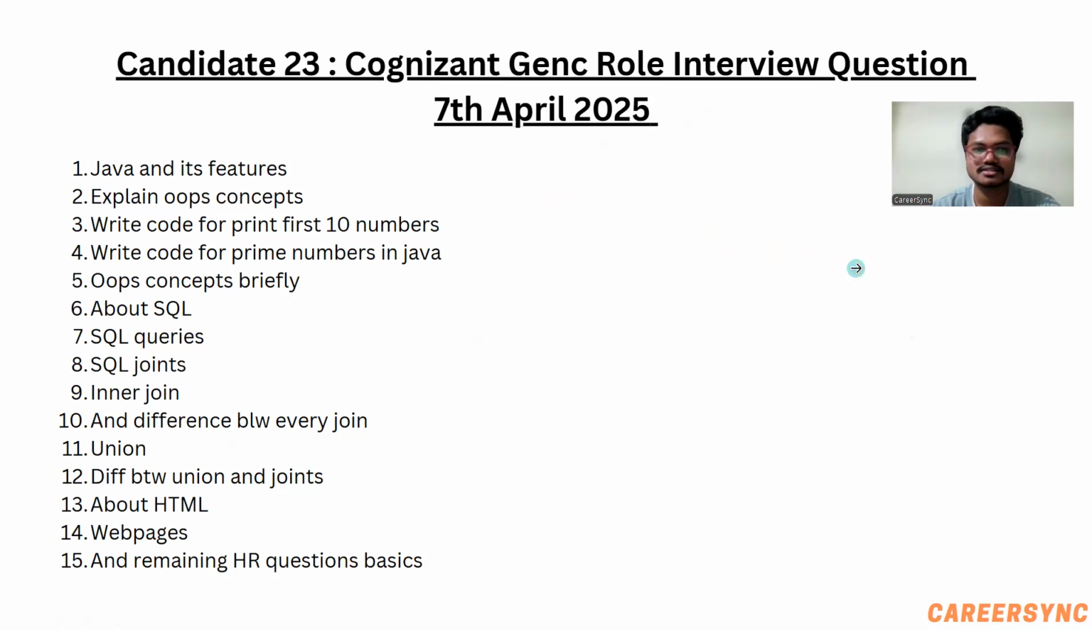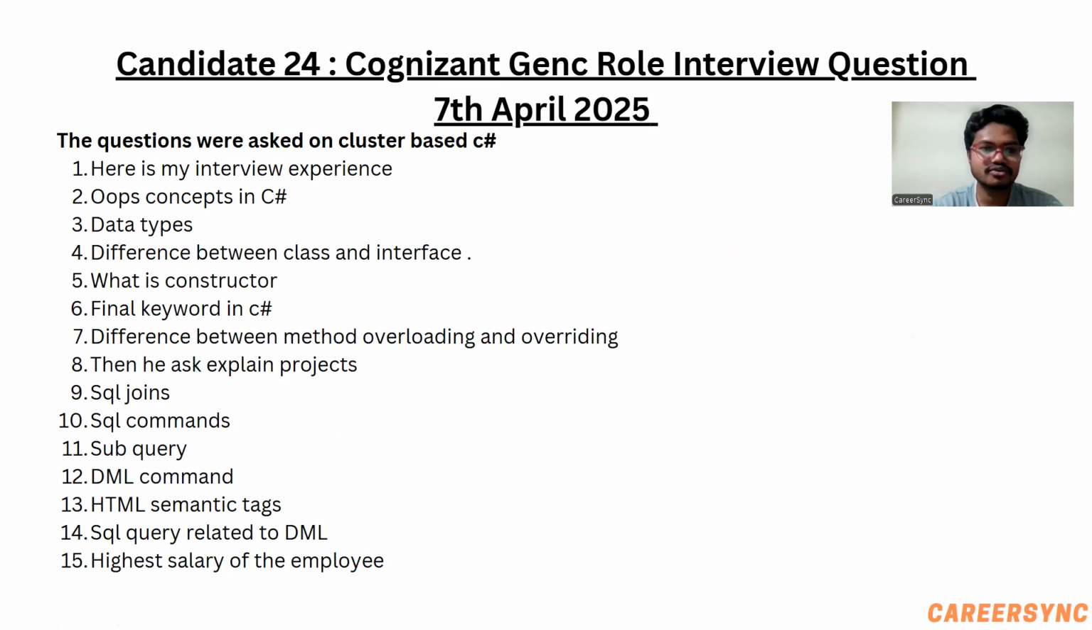Now for candidate 2, we have questions for C sharp. Here is my interview experience. As you can see, OOPS concept in C sharp, data types, difference between class and interface. What is a constructor? This question was also asked, and you need to prepare OOPS concept with examples because sometimes they tell you to write code on OOPS basics.